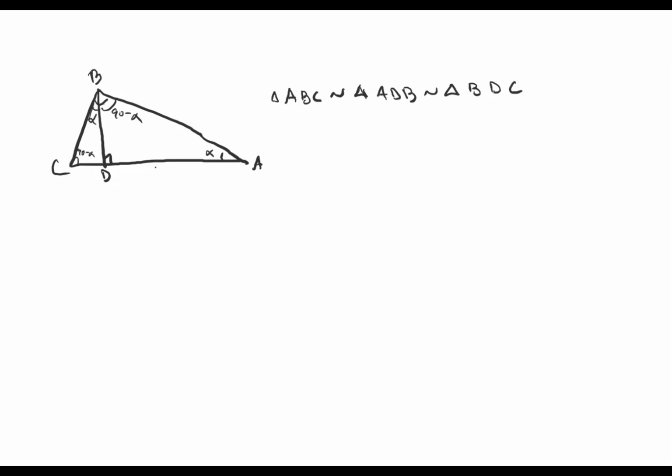And then if we use, let's say, AB over... wait, here. Let's actually take the area of ABC over AB squared is equal to the area of ADB over A.